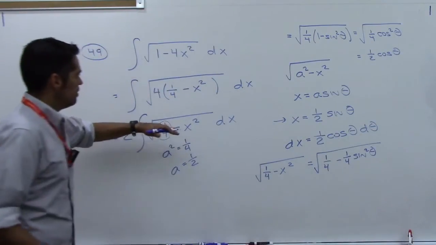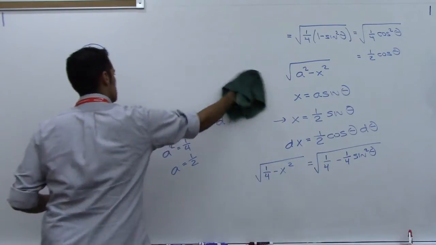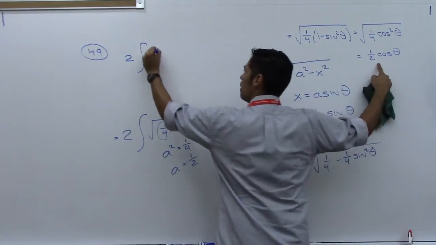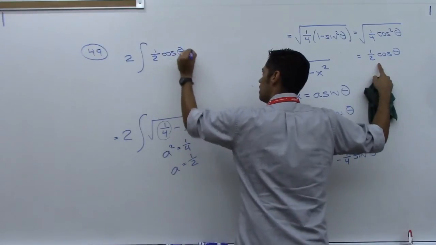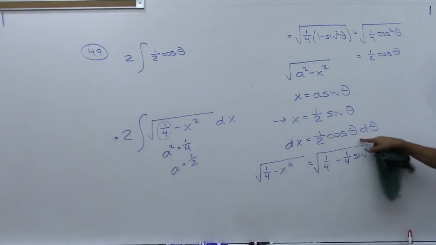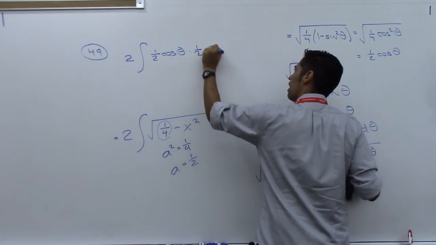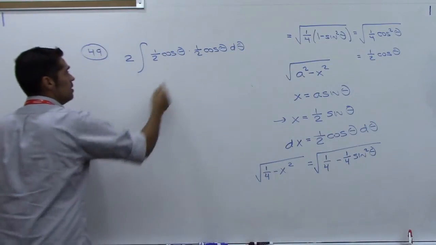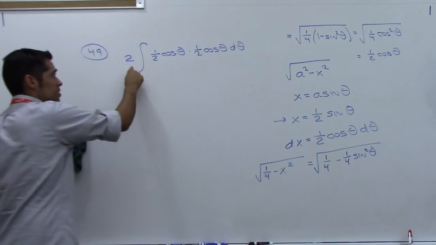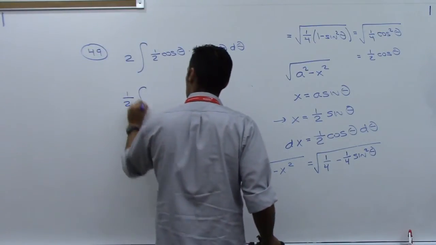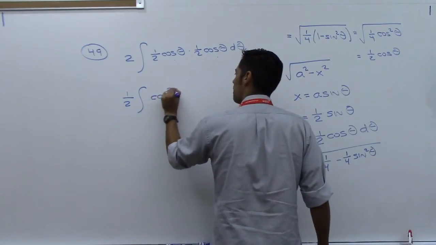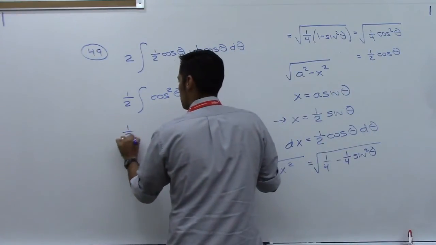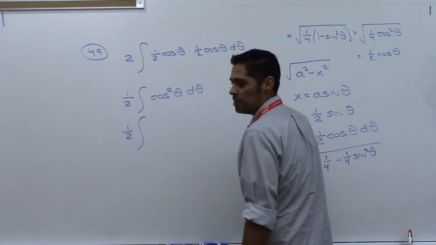And I'm doing that in this problem right here. So I have my 2 outside the integral. The square root part is this, 1/2 cosine theta, times just dx, which is 1/2 cosine theta d theta. Now I can take my constants out. 1/2 times 1/2 is 1/4, times 2 is 1/2. Integral, cosine times cosine is cosine squared theta d theta. And now this one is cosine to an even power, so I use the power reducing formula.